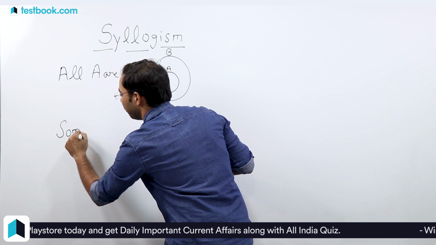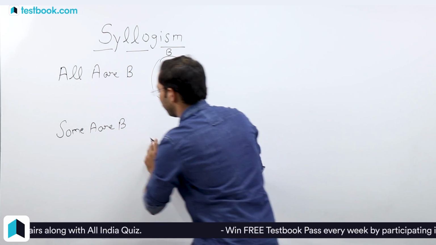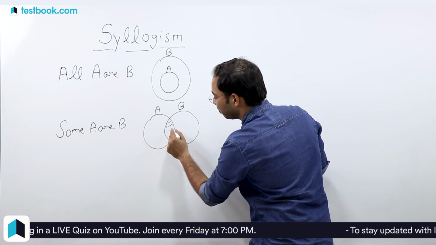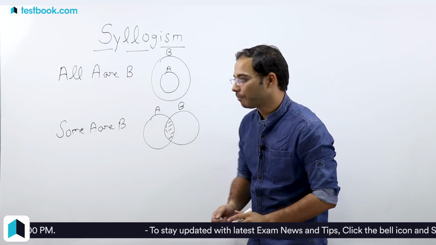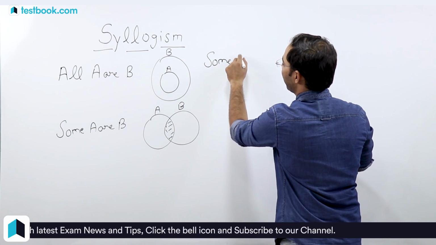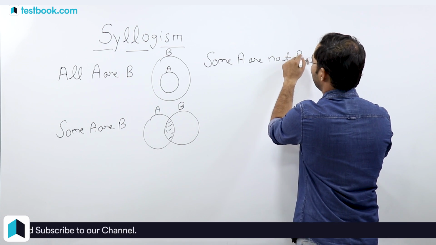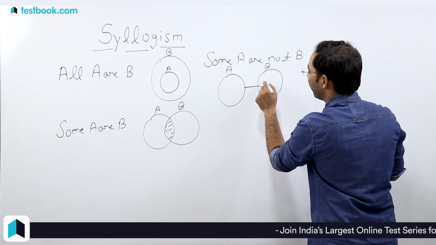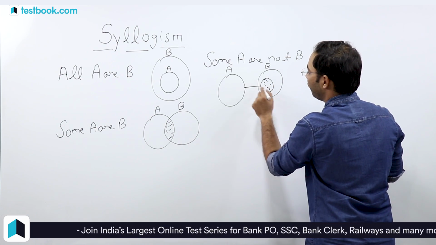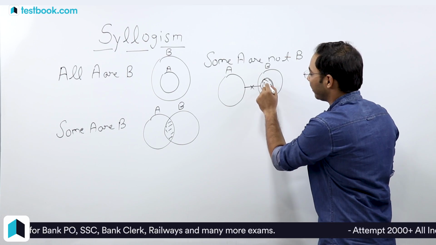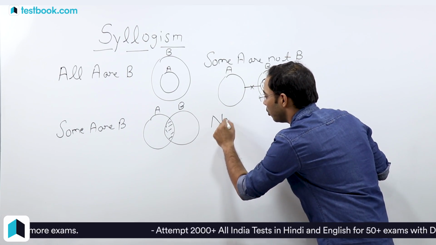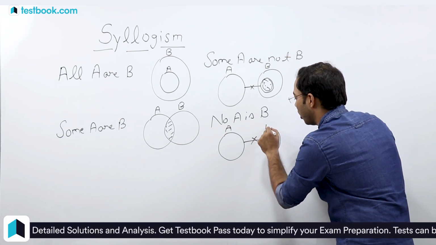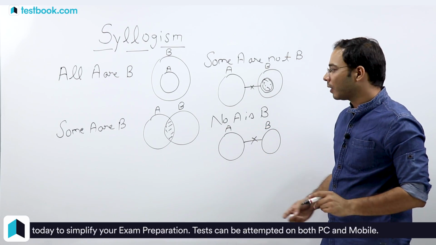Second is some A are B. In this one, this is the figure for A and this will be for B. Now this part is common between A and B. Now if we are talking about some A are not B, then this is your figure for A and this is for B. In this B, there will be a portion which will not be A. So this part is not A. Last one is no A is B. So this is your A and this A is not B, so there is no relation between A and B.